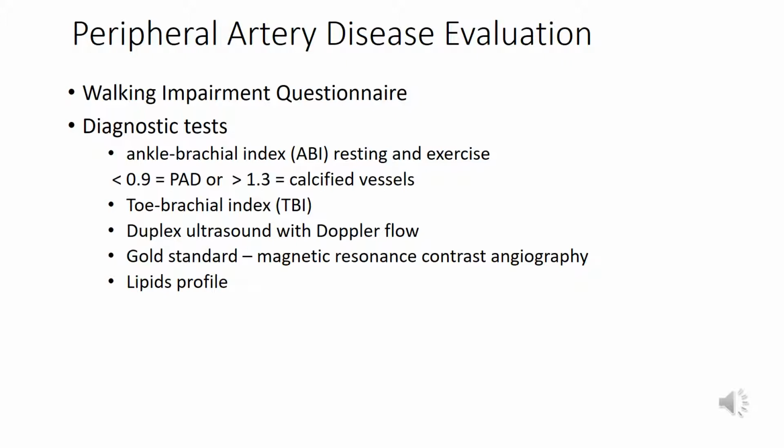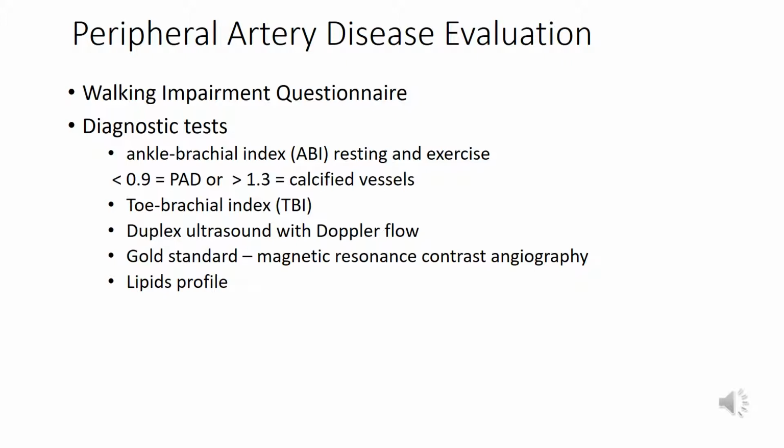Your diagnostic evaluation of peripheral artery disease can start with giving your patients the walking impairment questionnaire, and this is talked about in your text. For diagnostic tests, you start with the ankle brachial index. The ankle brachial index, or the ABI, is the ratio of the ankle systolic blood pressure divided by the brachial systolic pressure, measured using a Doppler probe.